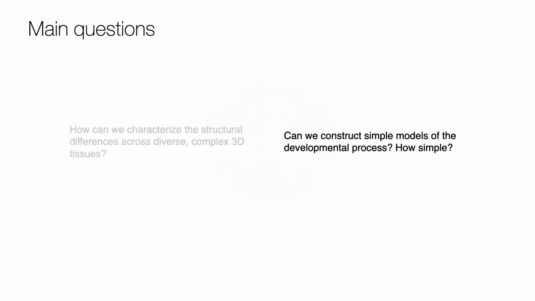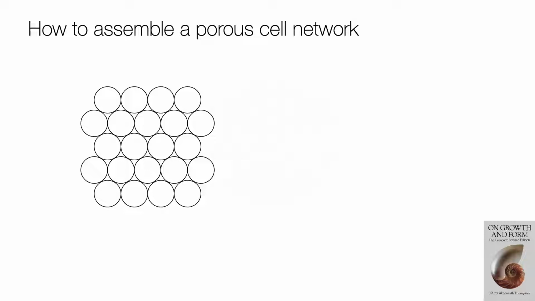Okay, so that's the end of part one. And I want to take the rest of my time to not so much talk about the structures, but possible ways in which the plants are building these structures, and using models to understand those processes and the decisions that the plants are making in order to make the flowers. Okay, so the question then becomes, how do you make a porous cell network?